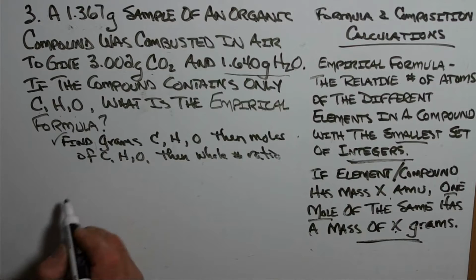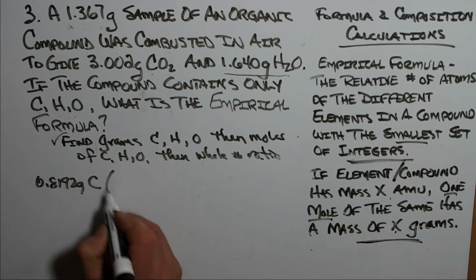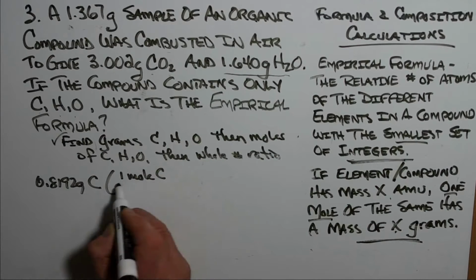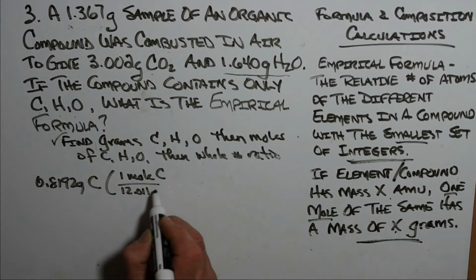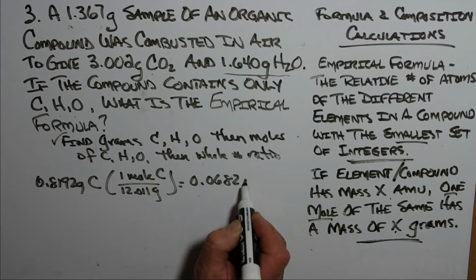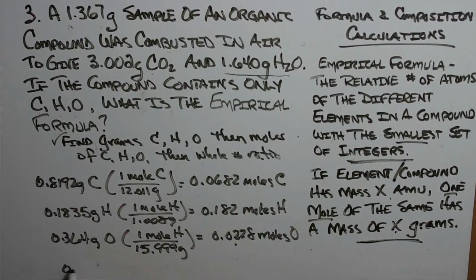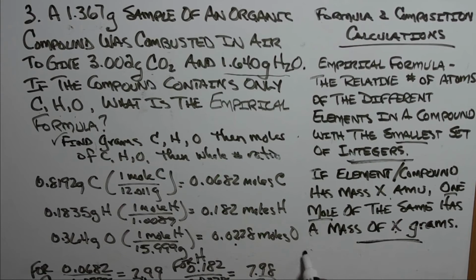Using those numbers, we can now find the moles present of each of the different elements in the compound. We'll take the 0.8192 grams of carbon divided by the atomic weight of carbon and come up with 0.0682 moles of carbon. Similarly, we'll calculate 0.182 moles of hydrogen, 0.228 moles of oxygen, the 0.228 being the smaller number there. We'll divide that into the moles for carbon and hydrogen, come up with 3 for carbon and 8 for hydrogen, giving C3H8O.